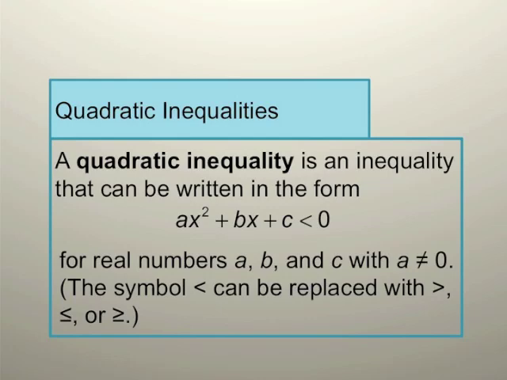Next, we want to look at quadratic inequalities. A quadratic inequality can be written in the form ax squared plus bx plus c is less than 0. Of course, it could be greater than, less than or equal, or greater than or equal, for real numbers a, b, and c where a is not equal to 0.